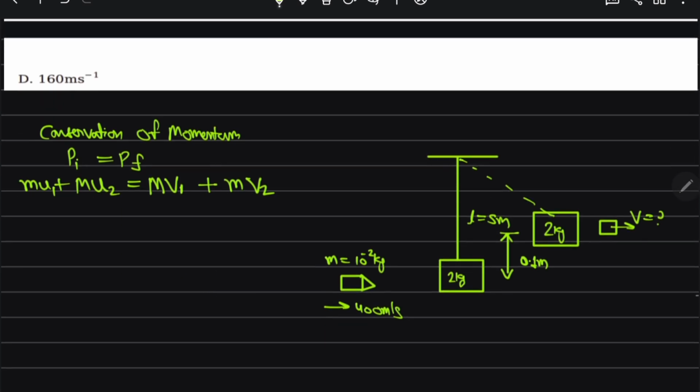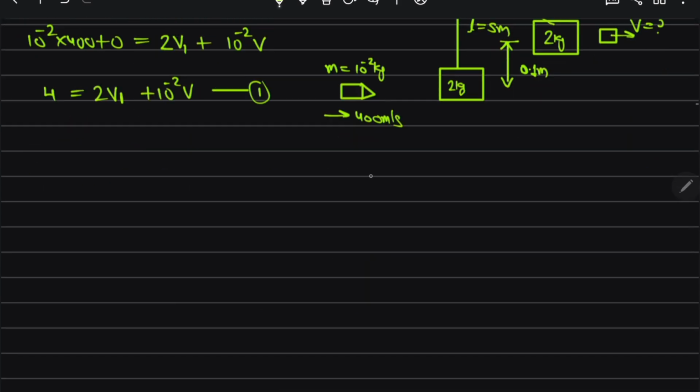So here one more thing, look, this is 10 to the power minus 2 into 400, this is 0, then after that 2 into V1 plus 10 to the power minus 2 V. But here the main thing is two variables are coming. So one variable we have to find. How do we find it? Just apply conservation of energy.